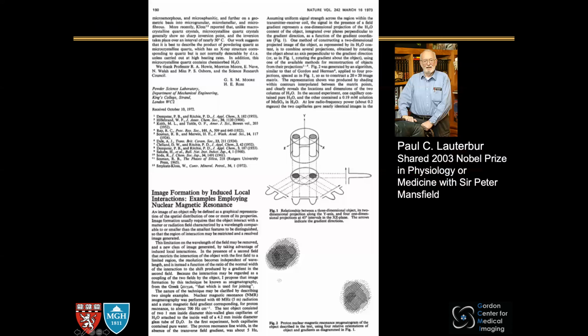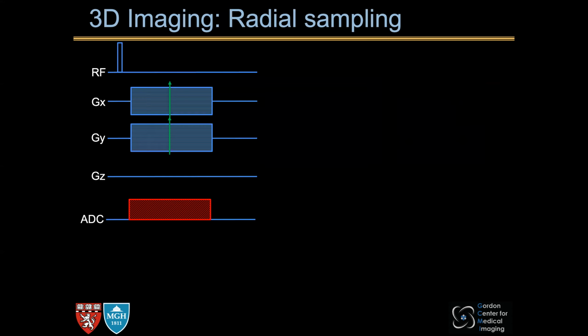Well, it turns out this is exactly how the first MR imaging experiment was performed. Here we show the paper published by Paul Lauterbur in 1973 in Nature, for which he of course got the Nobel Prize. Okay, well, how to perform 3D imaging?